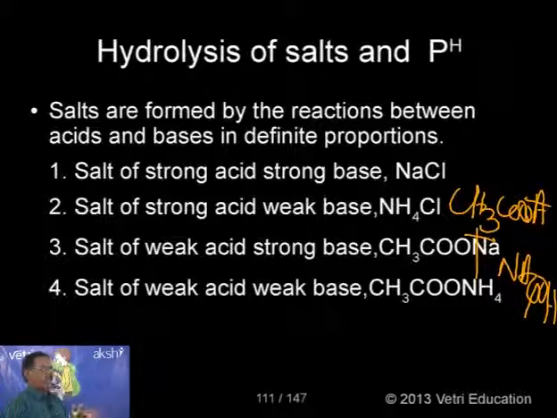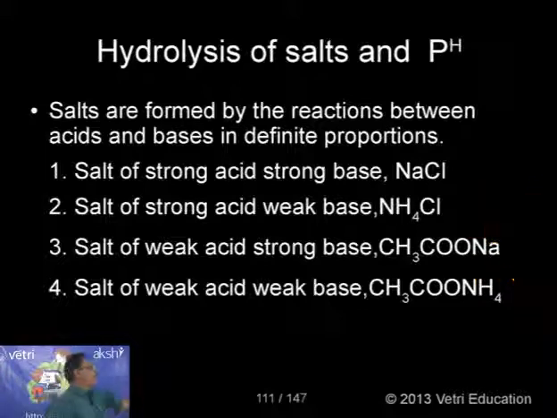It is obtained from a weak acid, acetic acid, and the weak base ammonium hydroxide. So these are the four types of salts that we have to discuss under this heading. Now, which salts will undergo hydrolysis and which will not? That is what we are going to discuss. If a salt undergoes hydrolysis, what will happen to the pH value?